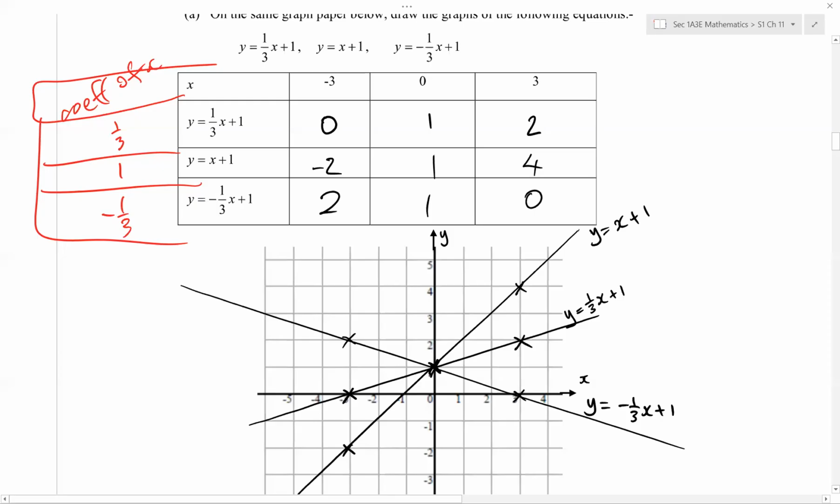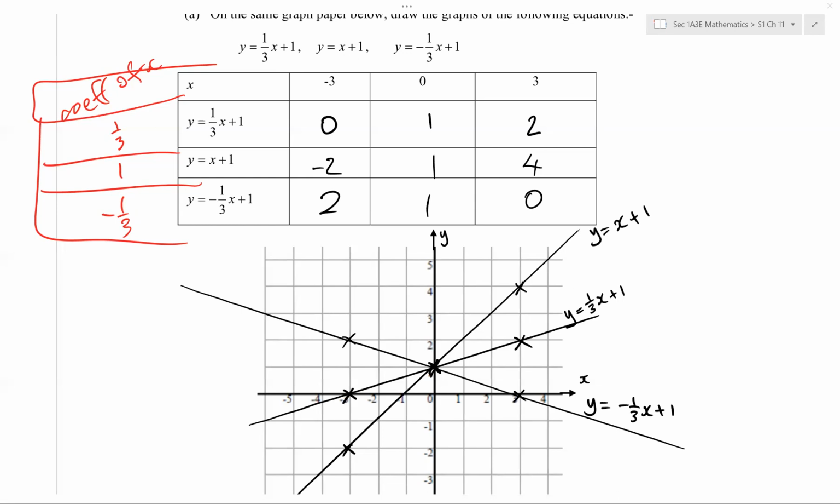Out of the 3 graphs, how many are sloping upwards? 2 of them are sloping upwards. What do you notice about the coefficients for these 2 graphs? What do the 2 coefficients have in common? They are positive. You just discovered something for yourself. Positive coefficient of x implies sloping upwards.